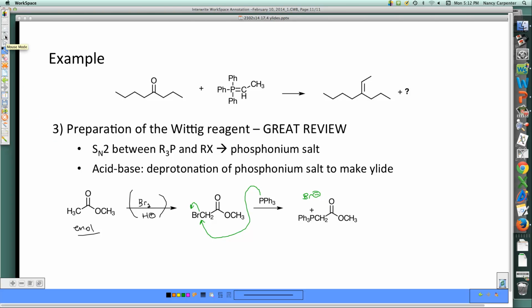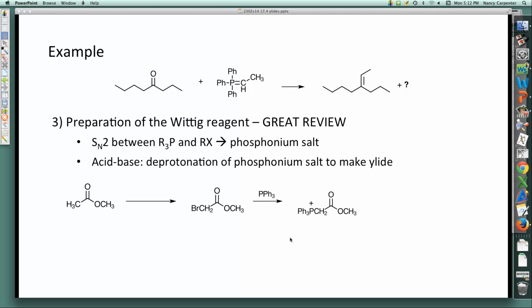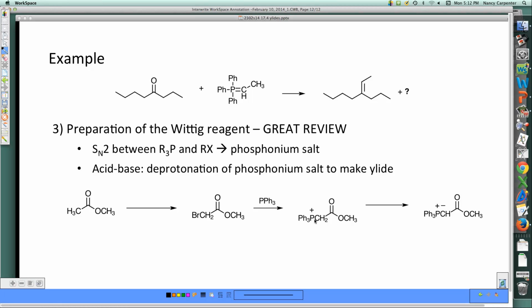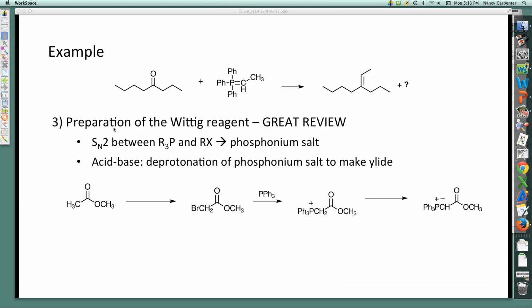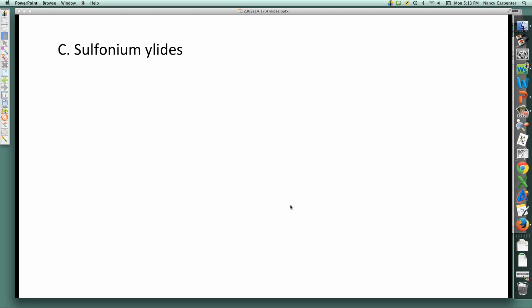Alright, well, once you have made the phosphonium salt, then all you have to do is deprotonate, and you've got your ylide. So basically, strong base rips off that alpha hydrogen, and there you go. There's your ylide. And that can then be used to make a new alkene with an aldehyde or ketone. So that was the Wittig reaction.